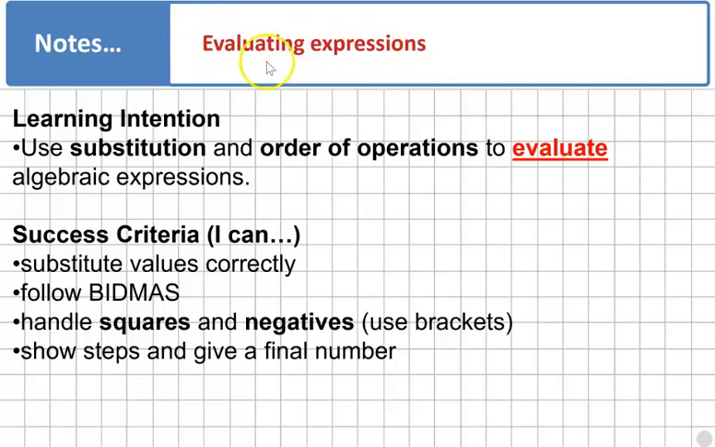Evaluating expressions. Learning intention: use substitution and order of operations to evaluate algebraic expressions. Success criteria: I can substitute values correctly. I can follow BIDMAS. I can handle squares and negatives, use brackets. I can show steps and give a final number.